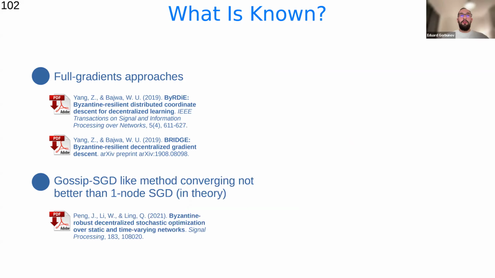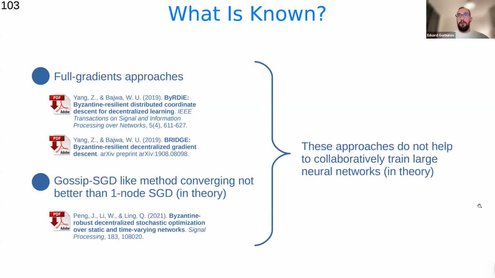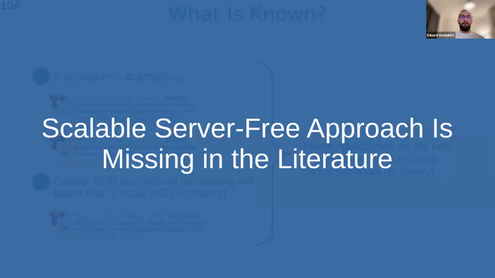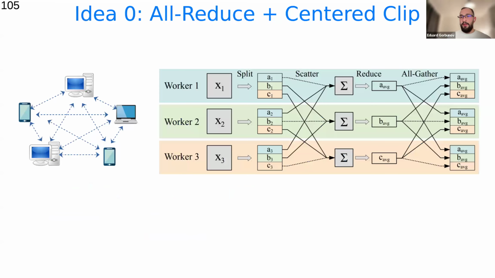Basically, previous approaches used either full gradients or were based on gossip-based protocols, but in theory, those methods worked worse than one node SGD. Since we wanted strong theoretical guarantees and some benefit of collaboration, we needed a different approach for our purpose. Our main idea is based on modifying the butterfly all-reduce that I already explained.